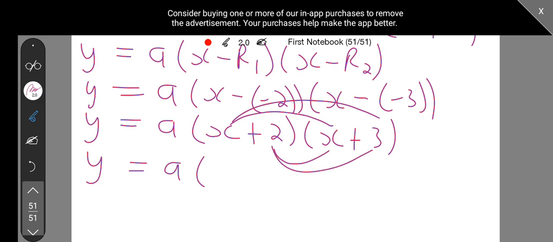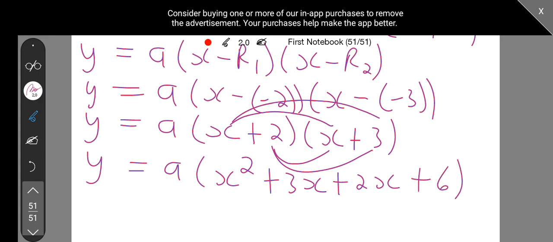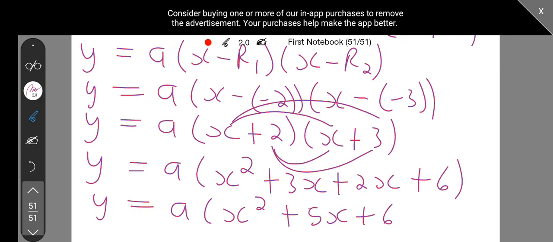So x times x is given as x squared. And x times 3 is given as 3x. 2 times x is given as 2x. And 2 times 3 is given as 6. So I'm going to say that y is equal to a multiplied by (x squared plus 3x plus 2x, that is 5x, plus 6).